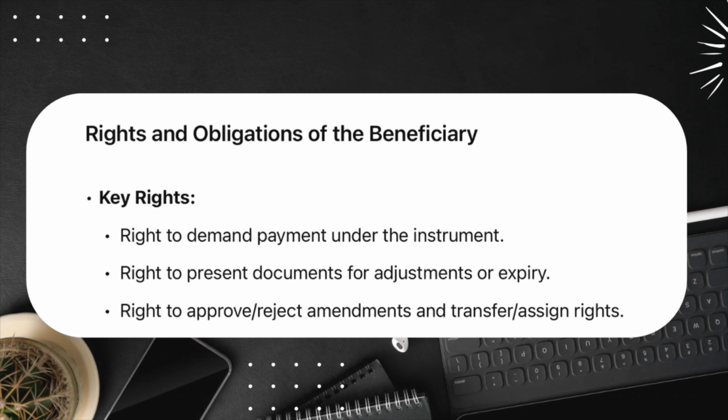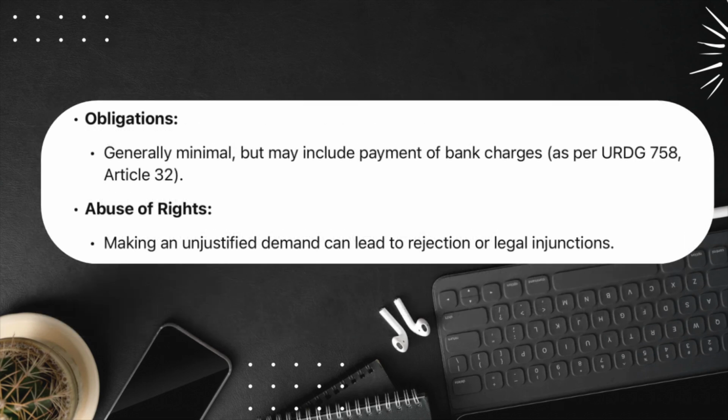For example, they may need to present specific documents if the amount payable changes or if the instrument is close to expiring. And importantly, they have the right to approve or reject any amendments to the instrument. We will talk more about amendments and what happens if a beneficiary wants to transfer or assign part of their rights in a future topic. But for now, let's focus on the obligations beneficiaries hold.